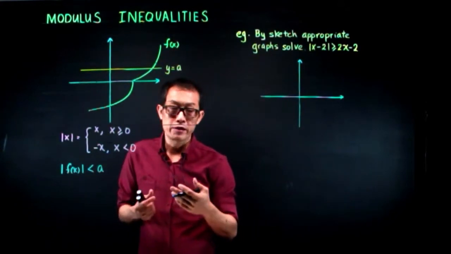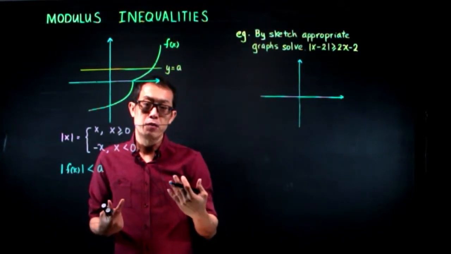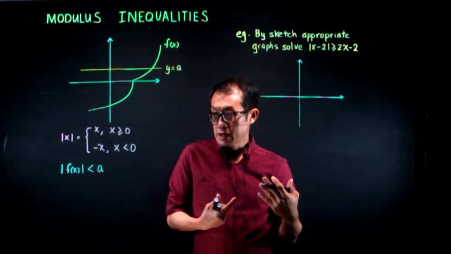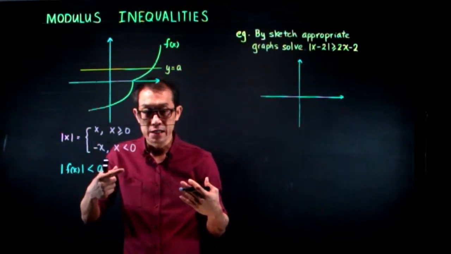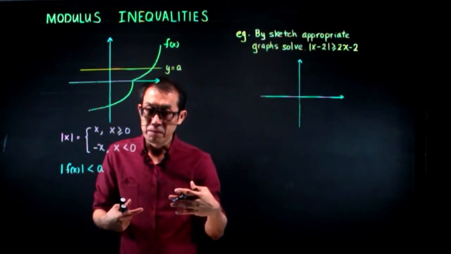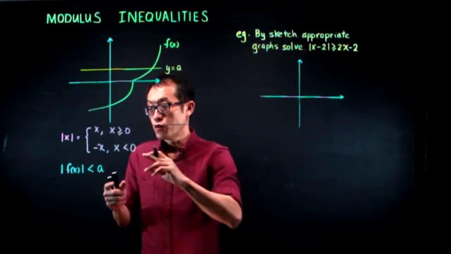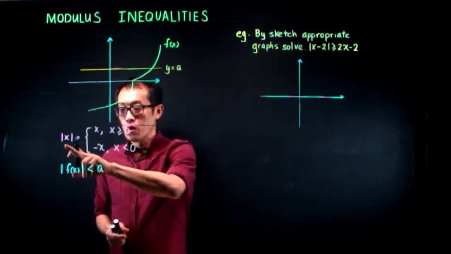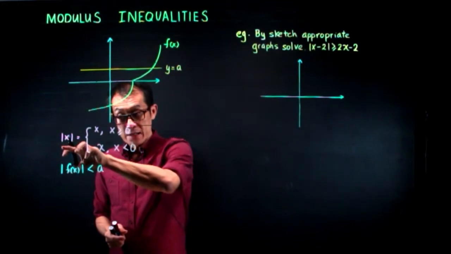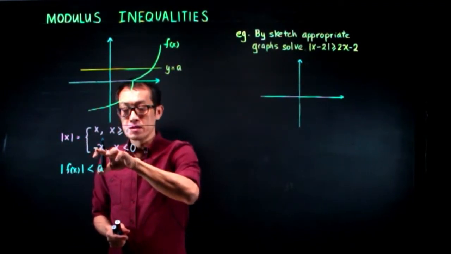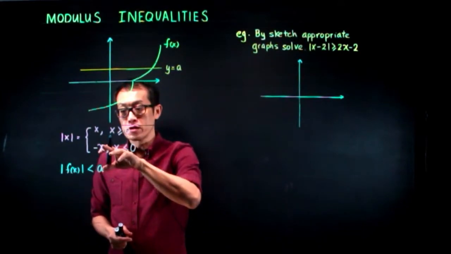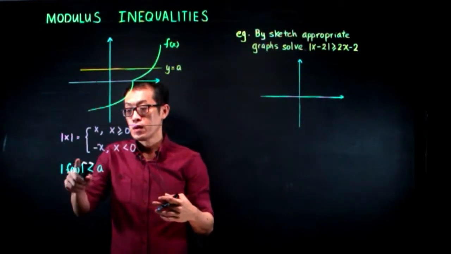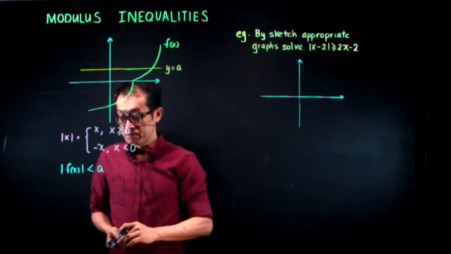Now, modulus means when the value is positive, it will take on that value itself. However, when it is negative, you take the positive value of it. That means, let's say when x is 2, mod of 2 is 2. When x is minus 2, the value of mod x is still 2, because minus 2 becomes 2. Now, what does this mean?